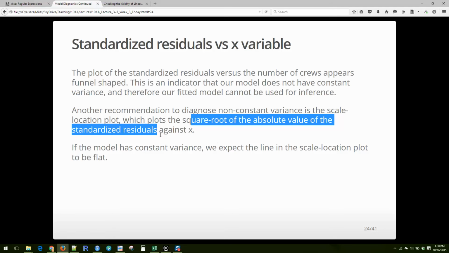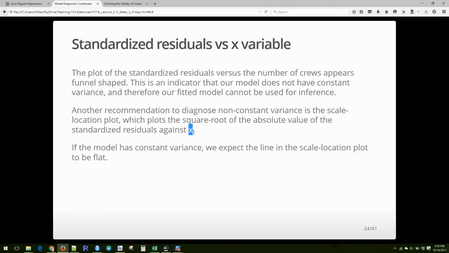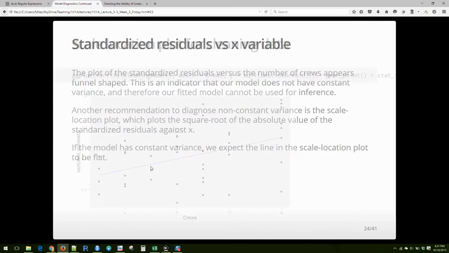What does this do? Well, taking the square root of the absolute value of the standardized residuals helps take care of maybe some skewness that we might see in our residuals. We plot this against x or against y. It really doesn't matter. The default plots in R will plot them against y hat, and it doesn't matter because x and y hat are linearly related, so it's just a matter of scaling on the bottom.